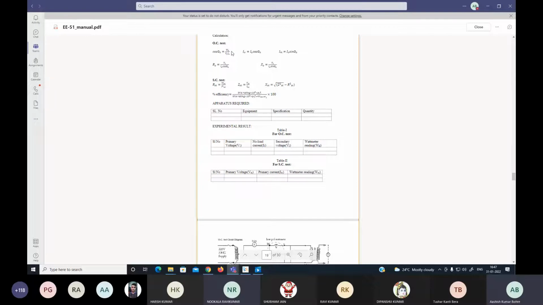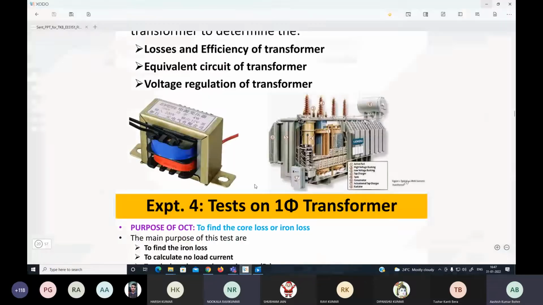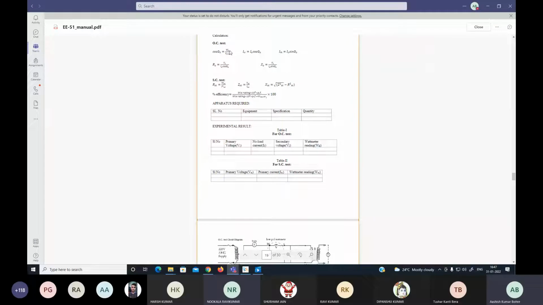So you know W0, V1, and I0, the no-load current, which is 0.24. So you can calculate cos phi naught. I'm saying about this manual, calculating the parameters. W0 is 17, divided by V1, and multiplied by V2 divided by V1 into I0. This one: cos phi naught equals W0 divided by V1 into I0.